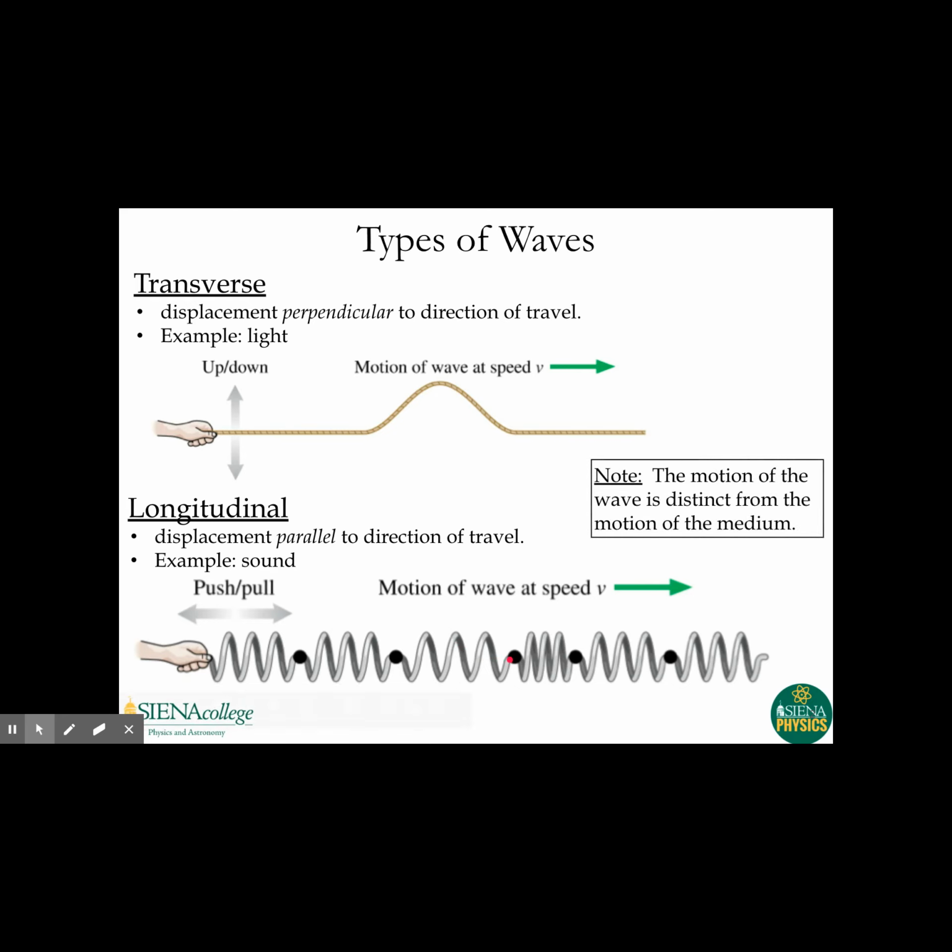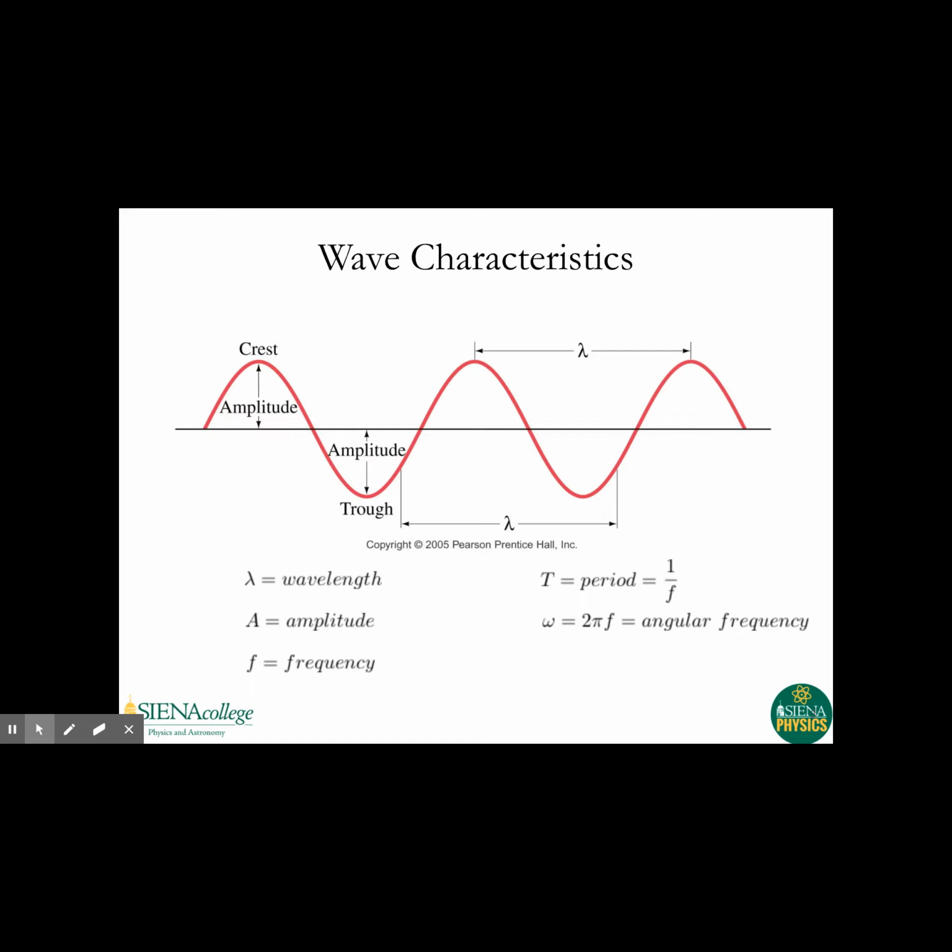For transverse waves, the motion of the wave is distinct from the motion of the medium. The medium is moving up and down. That rope is moving up and down, but the whole rope doesn't move to the right, whereas the wave is moving to the right, and it has a speed that we designate as v, for velocity.